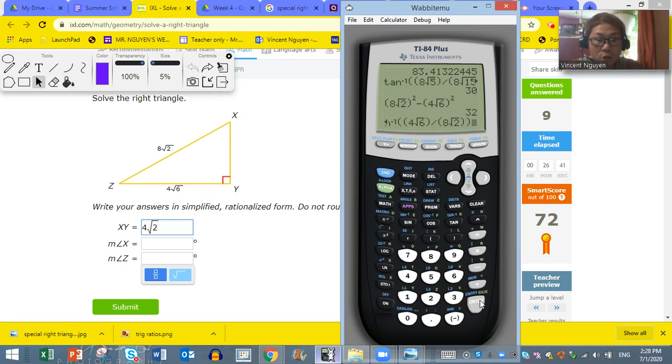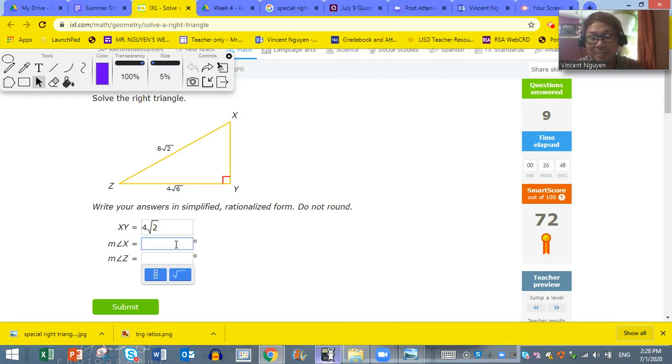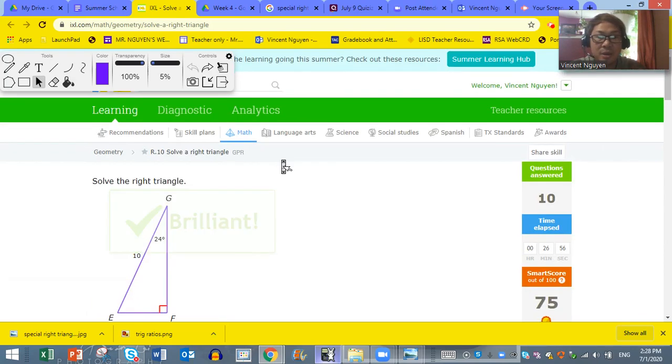Hit enter. I gave you a special right triangle. So angle X is 60 degrees. I'm going to type in 60, which means the other angle is 30. Ta-da.